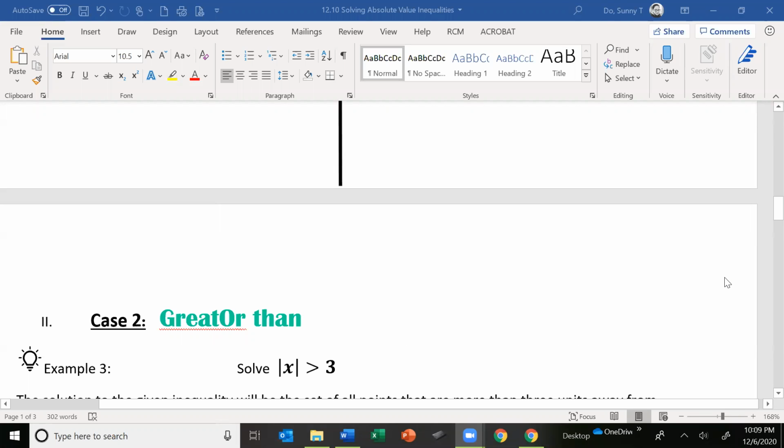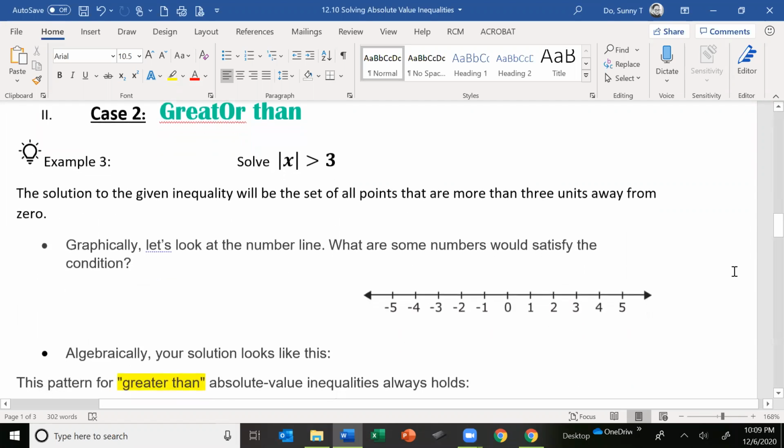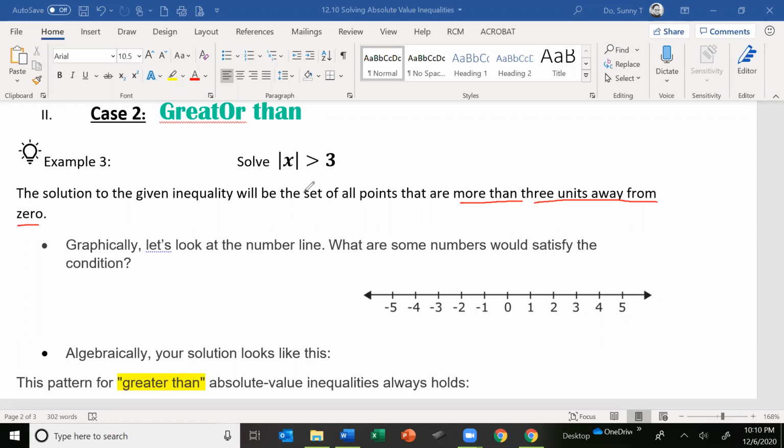Let's look at case number 2, greater than. I know I spelled that one wrong, but intentionally, guys. Example number 3. So here we go. We need to solve absolute value of x greater than 3. So the solution to the given inequality will be the set of all the points that are more than 3 units away from 0. Keep that in mind. This one means more than 3 units away from 0.